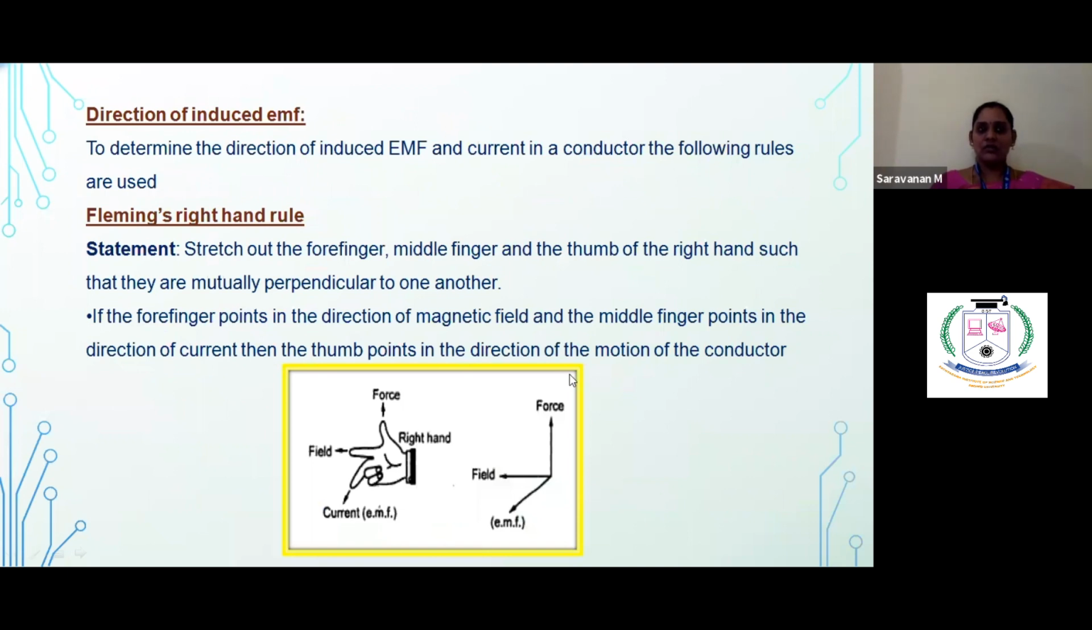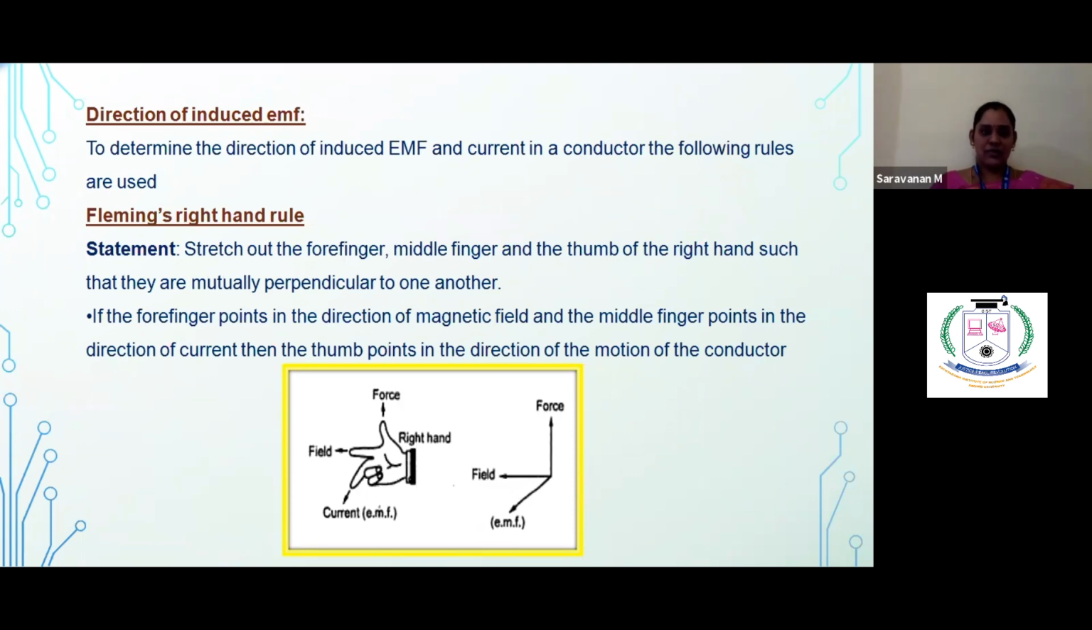Now I told you the electromagnetic induction principle. In that principle, we get an induced EMF. Now how to obtain the direction of the induced EMF is given by three basic rules: Fleming's right hand rule, Fleming's left hand rule, and Lenz's law. So the direction of induced EMF can be obtained by using Fleming's right hand rule, left hand rule, and Lenz's law.